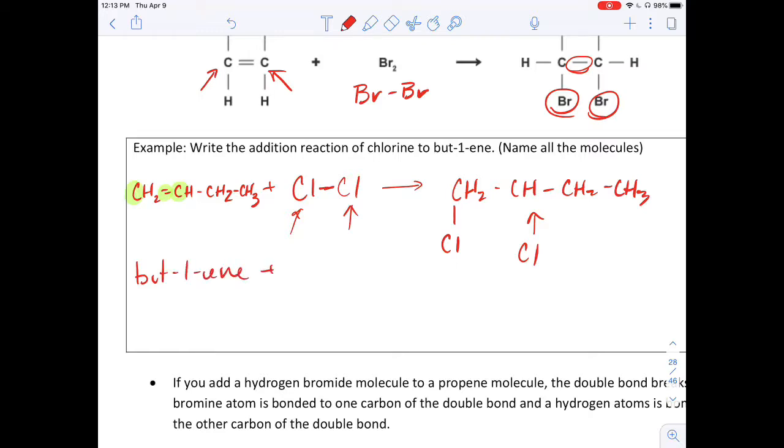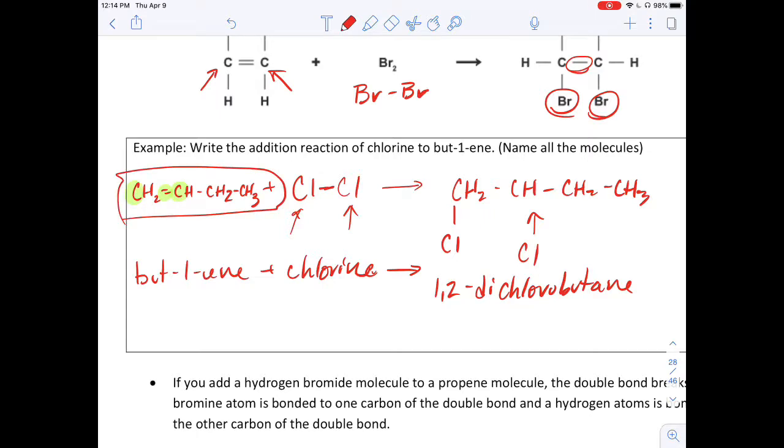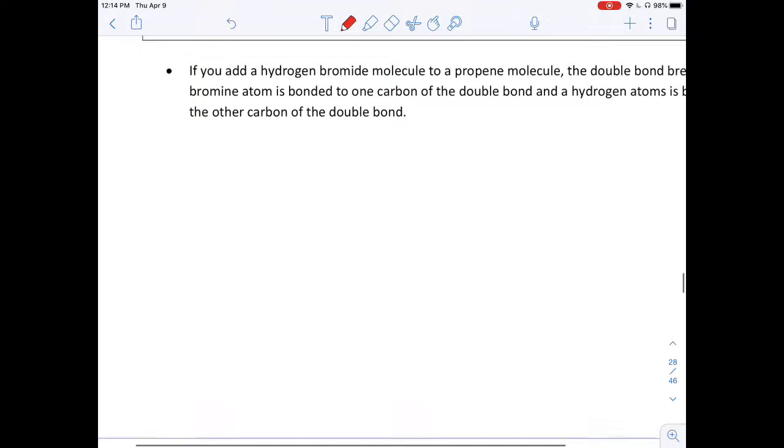So I've got but-1-ene plus chlorine makes 1,2-dichlorobutane. And so that's how you can do an addition reaction, and it's really quite straightforward. I see that there's an alkene or an alkyne, and I'm going to break that multiple bond, the double or triple bond, and I'm going to add something to each of the two carbons of the double or triple bond.